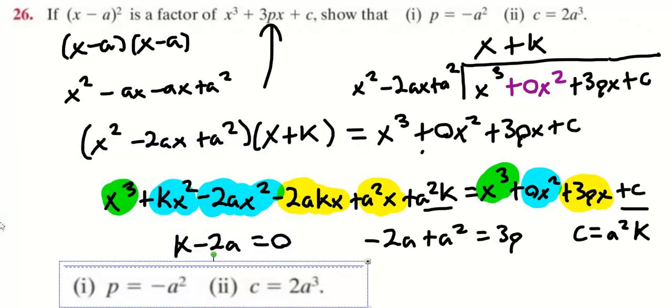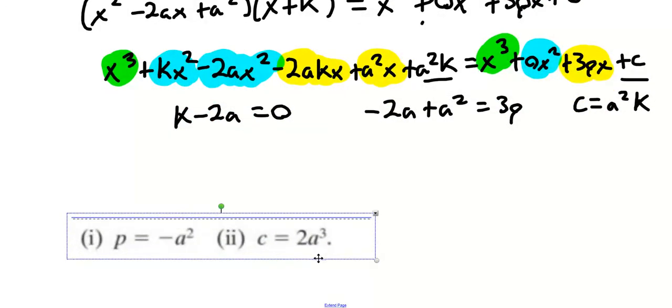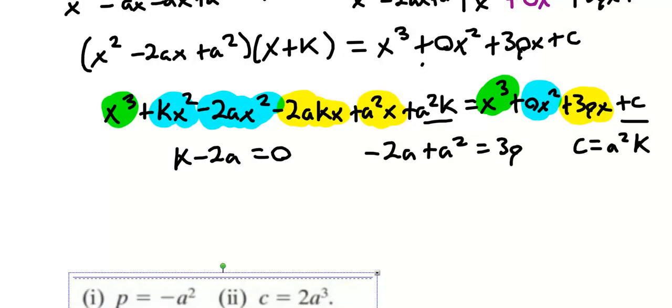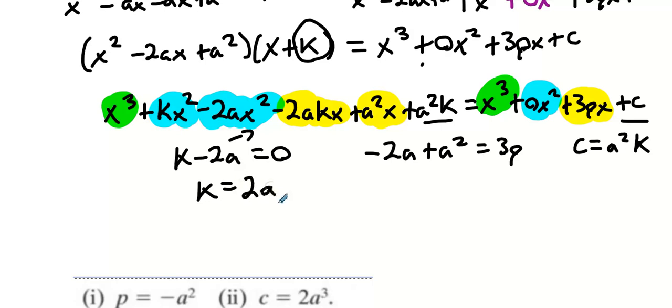Looking across, the letter we introduced into the equation was k. K was our choice, and therefore we're going to get rid of k. I'm going to say k equals 2a would be a good start. Anywhere I see a k, it gets replaced with 2a. So then we're going to have c equals a squared times 2a, which is 2a cubed. And there's our first one done.